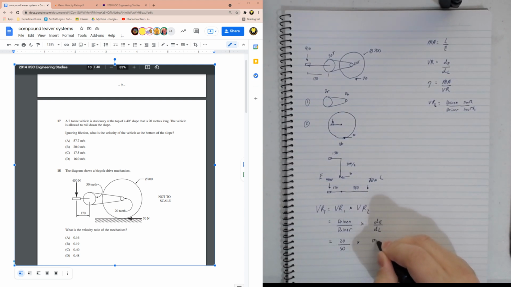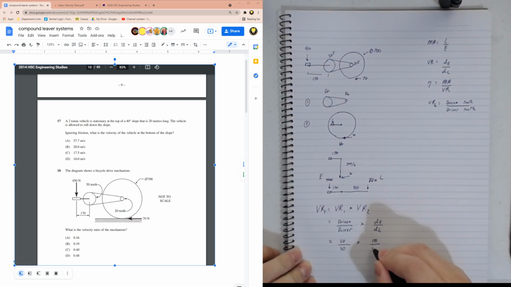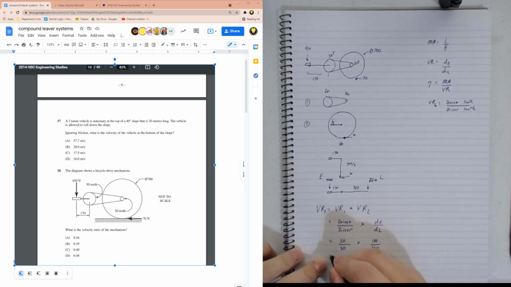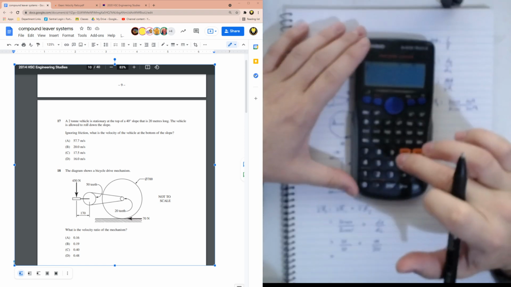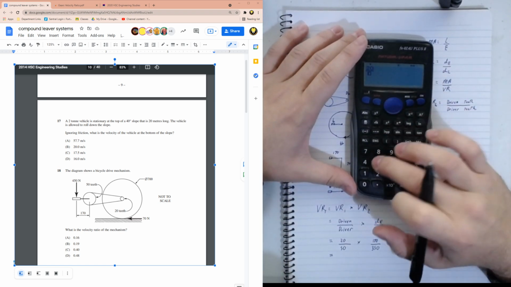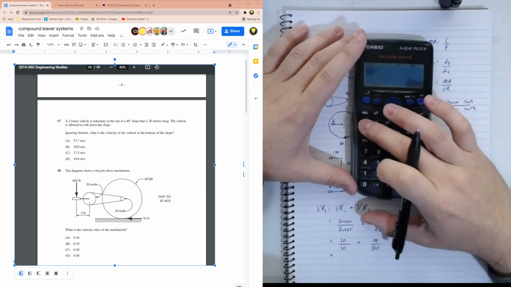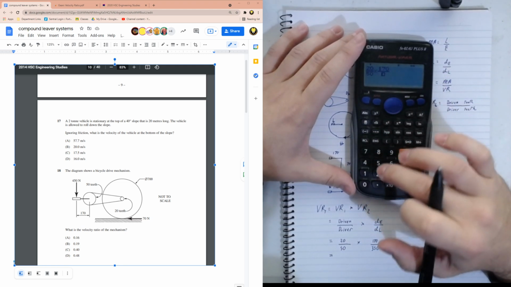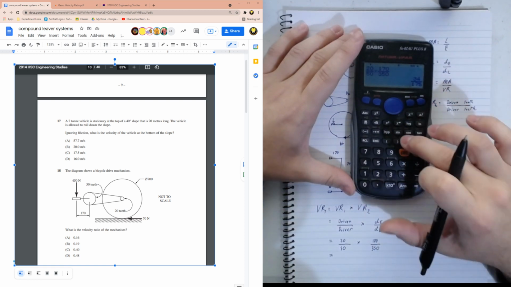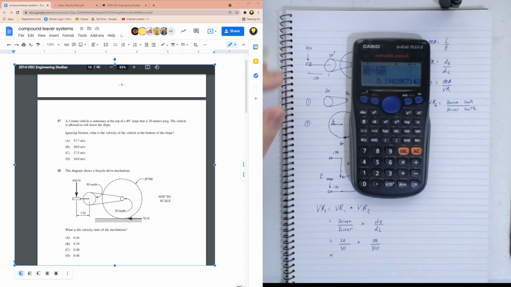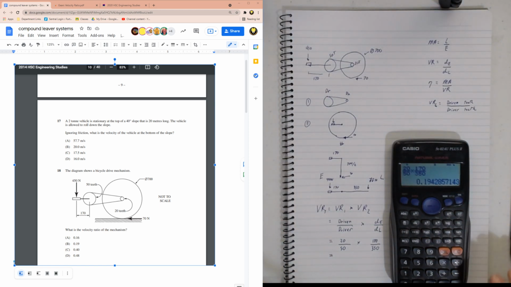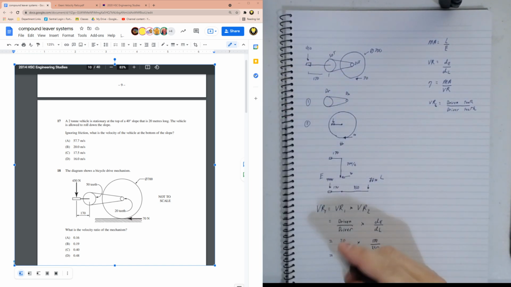So we're going to get 170 over 350, and let's plug that into the calculator and see if that is correct. So we're going to get 20 over 50 times 170 over 350. That gives us an answer of 0.194.